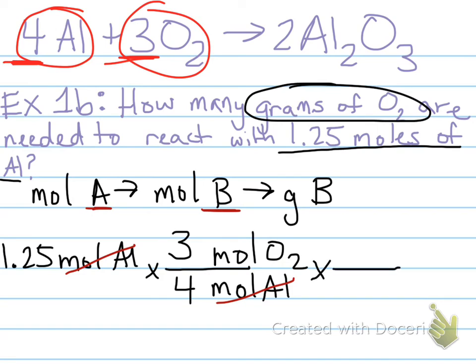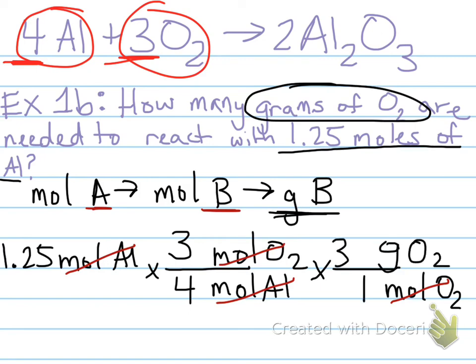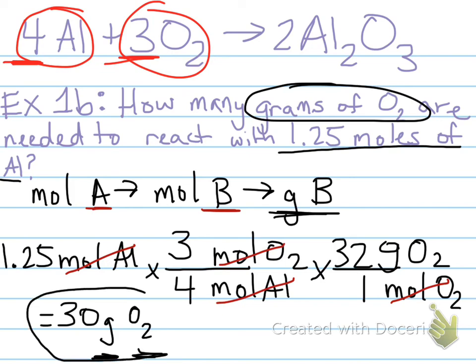And now we need our moles of oxygen to go on bottom, so that way we can cancel out our moles of oxygen. And we are converting it into grams of oxygen. Okay, so 1 mole, again, that's 32 grams because we have O2. So again, we just do our math, plug it into your calculator, and you should get 30 grams of oxygen. Please make sure that you have units and substance. You need both of those things.